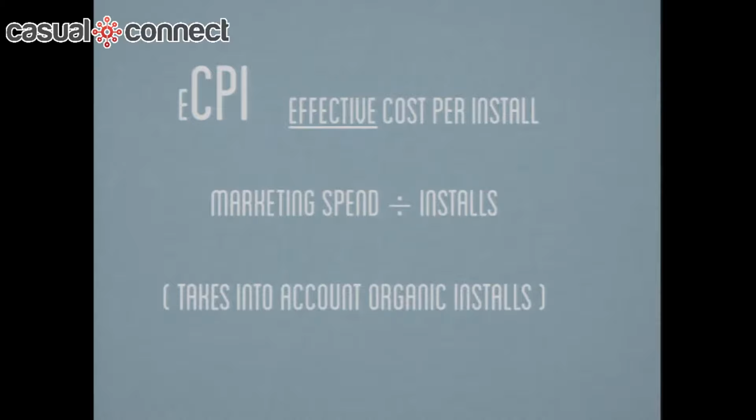Very, very important in the mobile world because that's where you hear people talking about where you rank in the charts. And the higher you rank in the charts, the more organic installs you get. Therefore, you're basically buying down your effective cost per install. I'll also throw in here ECPPI, which is effective cost per paid install. It's just a blended average.